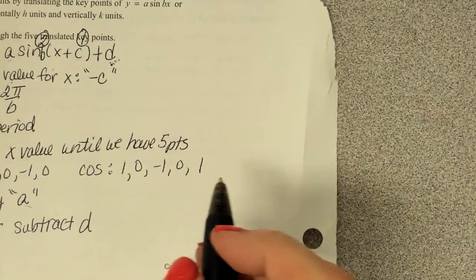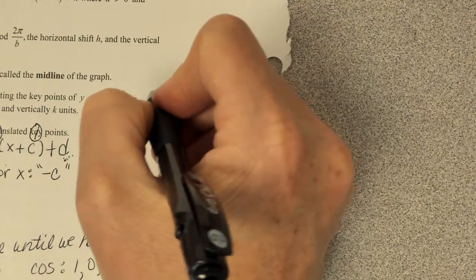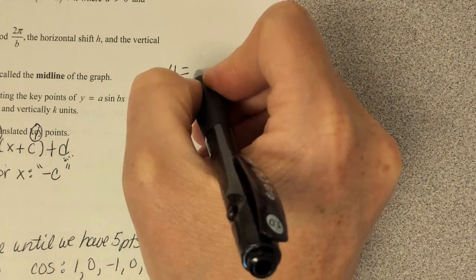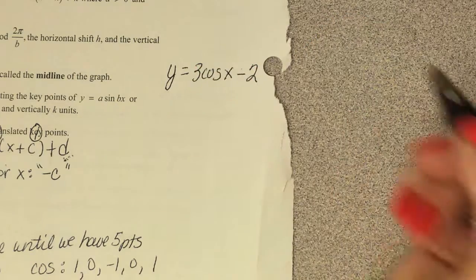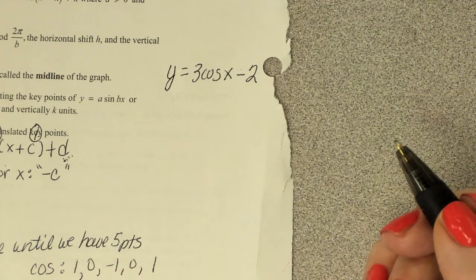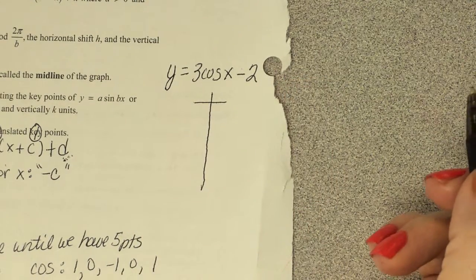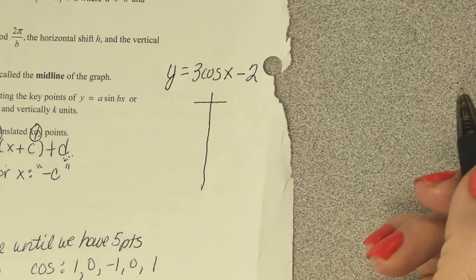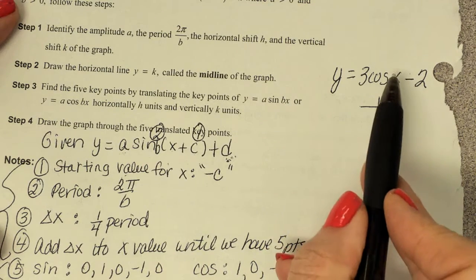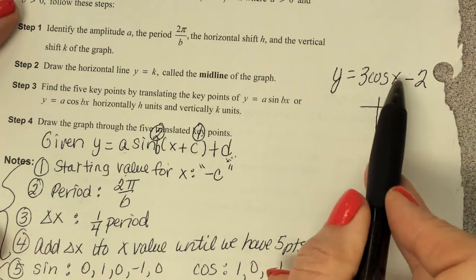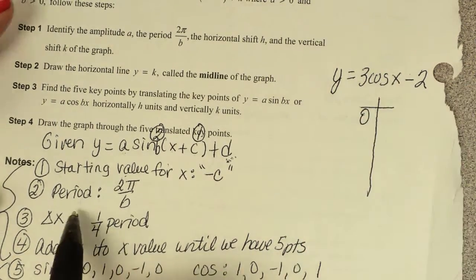So let's start with kind of an easy one. Let's just come over here to the side. Got a little room right here. Let's do y equals 3 cosine x minus 2. And we're trying to come up with those 5 key points so that we can graph. So the first thing we have to do is find out our starting value. Do we have anything in parentheses with the x? No. So where are we going to start, Tyler? 0.